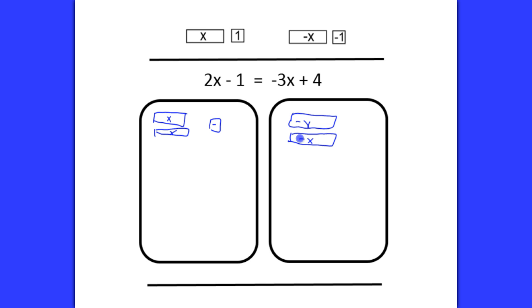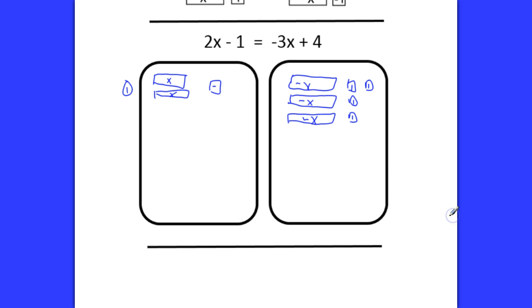A -x is a negative rectangle. We use the colors in class, but this is just a little faster for me just to draw. And then you have +4 over here. So you got 1, 1, 1, and 1. All right, so that's our first line. Okay, so that corresponds with 2x minus 1 is equal to, keep that equal sign nice and lined up right in the middle. And again, remember that the top half is just a picture and the bottom half is the writing.